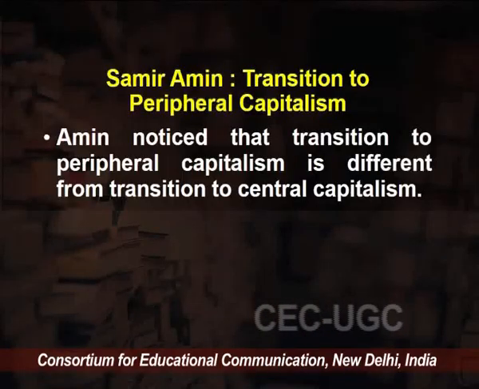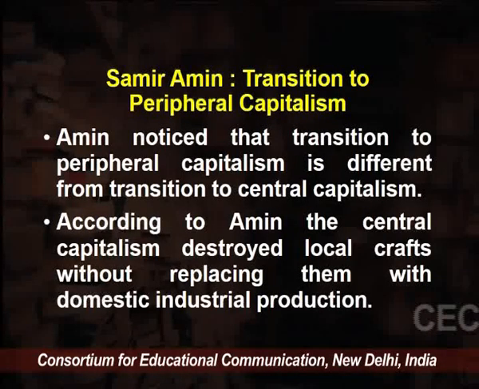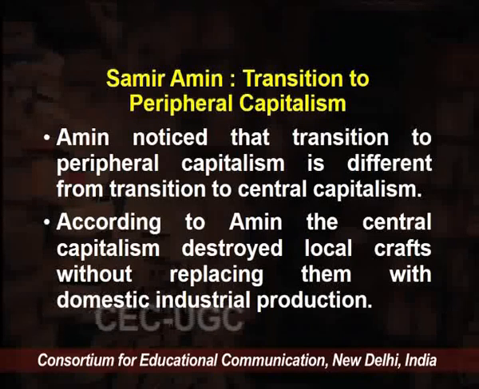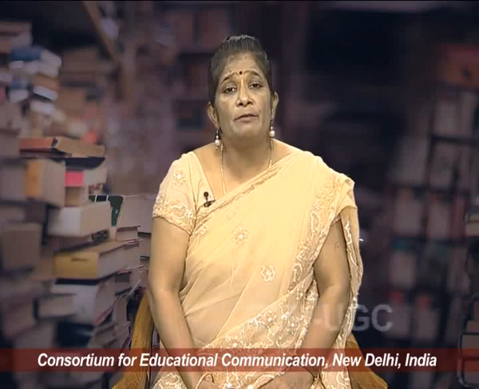According to Amin, the central capitalism destroyed local craft without replacing it with domestic industrial production. The destruction of the local craft and local market was done to ensure that the central capitalism flourished at a larger scale than the peripheral capitalism. So this transition to peripheral capitalism did harm to the economic growth of the developing nation, but the transition to central capitalism was the source of economic miracle for the Western nation.